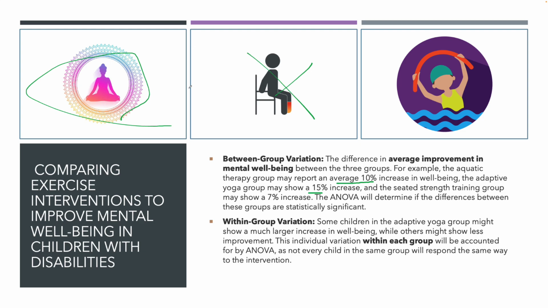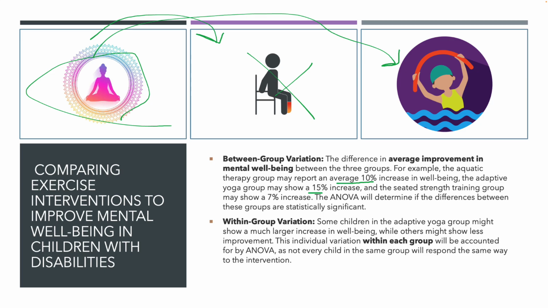So it looks like if we compare these 3 groups in an ANOVA, we can see that the adapted yoga had the most robust response and the most significant improvement in well-being between these 3 groups. And again, we're going to have some variations within how they responded to the intervention. And that is the basics of an ANOVA.